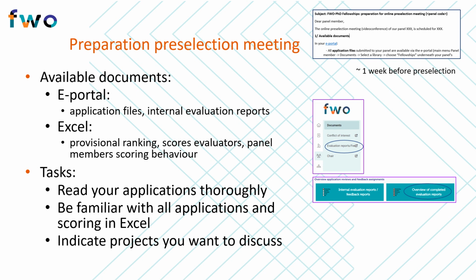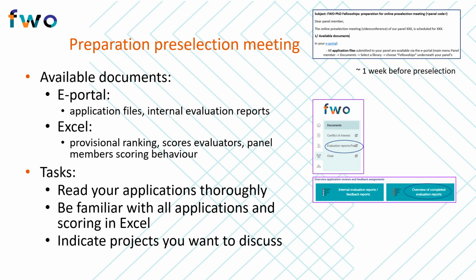Attached to the email is an Excel with all scores of all evaluators, as well as a provisional ranking of the candidates based on the mean of the scores of the evaluators. In preparation of the pre-selection meeting, we expect you to have read through all relevant documents, including the applications and the other reviews of the applications for which you were appointed internal reviewer. Familiarize yourself with all applications in order to participate in the panel discussions and in the ranking of the candidates.